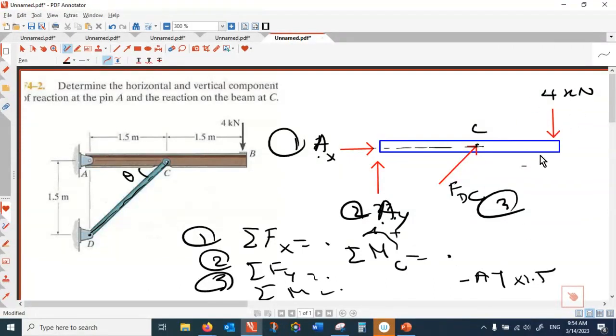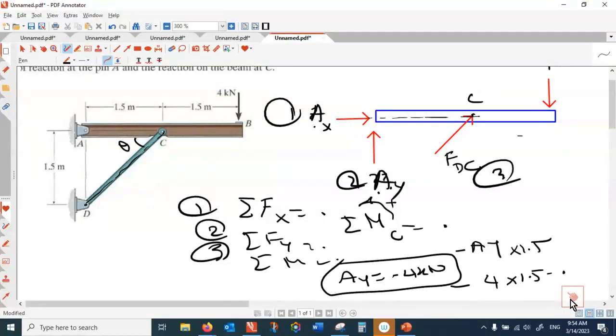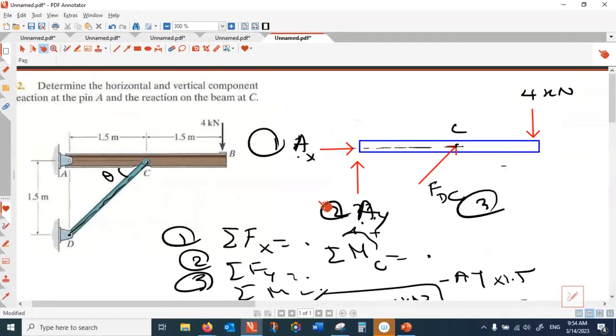And the rotation due to this one is negative, is minus 4 multiplied by 1.5 is equal to 0. And that tells me AY is equal to minus 4 kilonewton. It means my assumption of AY being upward should be rectified. Now AY is downward.